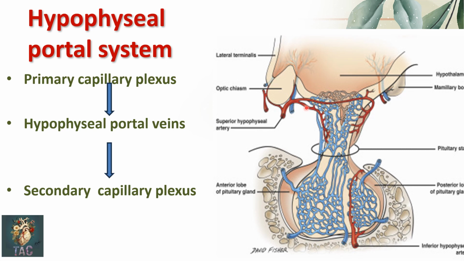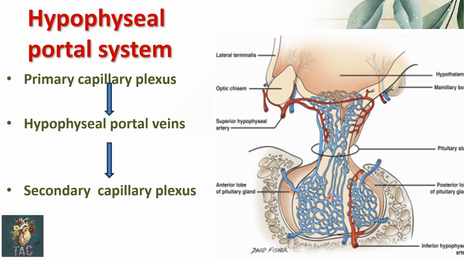The superior hypophyseal artery, which supplies the infundibulum, the median eminence and the pars tuberalis, then breaks up into a system of capillaries, forming the primary capillary plexus. This primary capillary plexus then forms the hypophyseal portal veins that run along the infundibulum and enter the pars distalis, and in the pars distalis they again break up into a second capillary network, the secondary capillary network, which supplies the anterior lobe or pars distalis of the hypophysis cerebri.